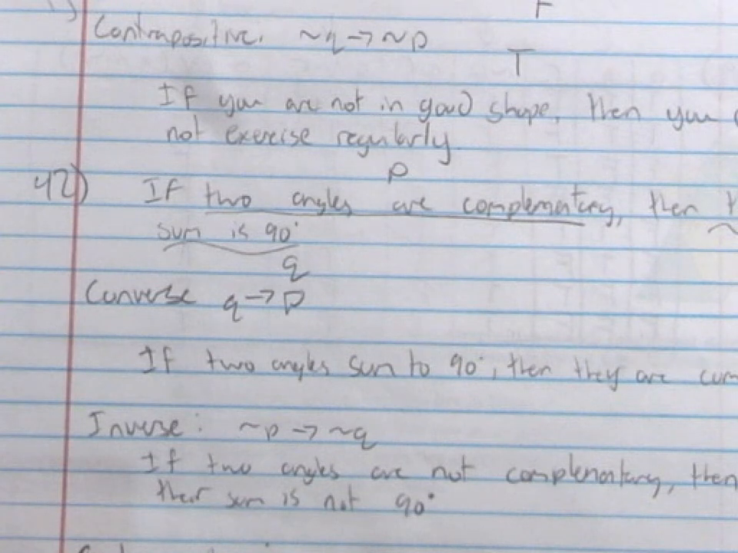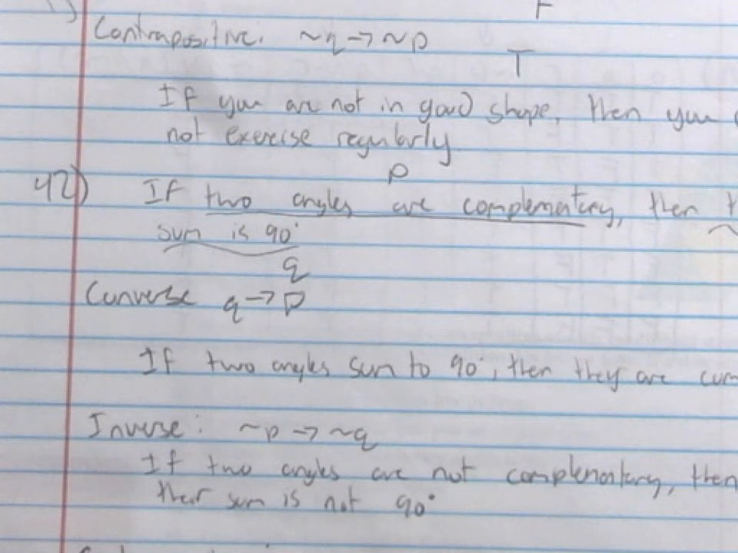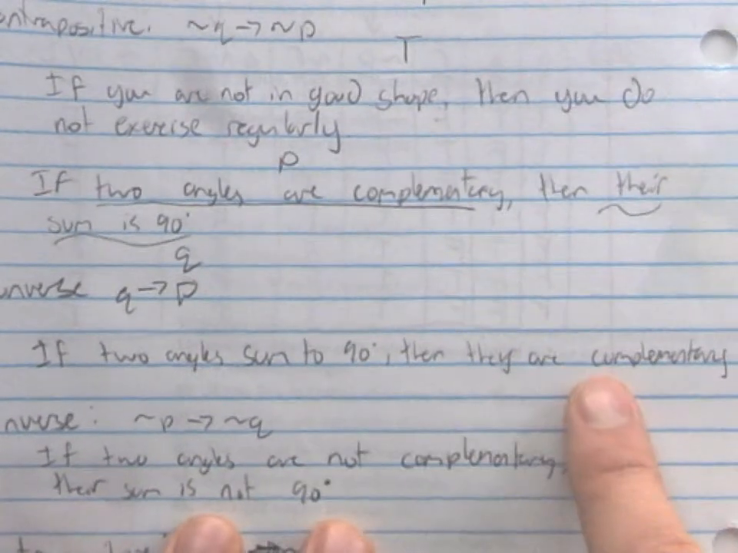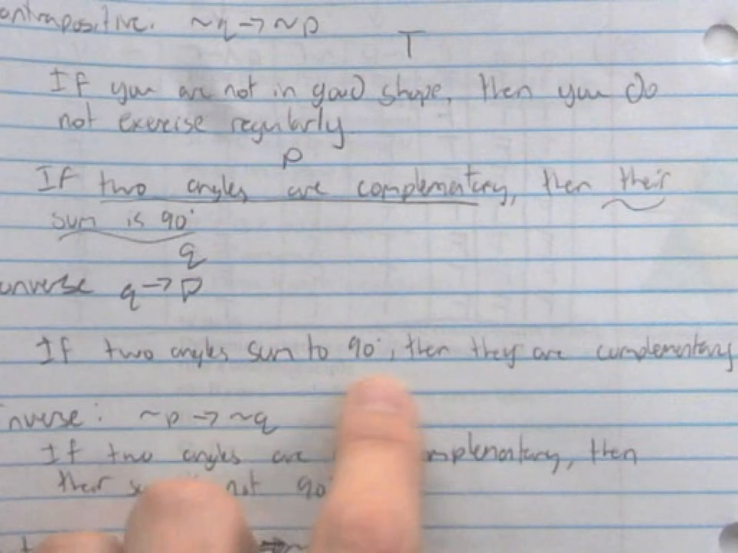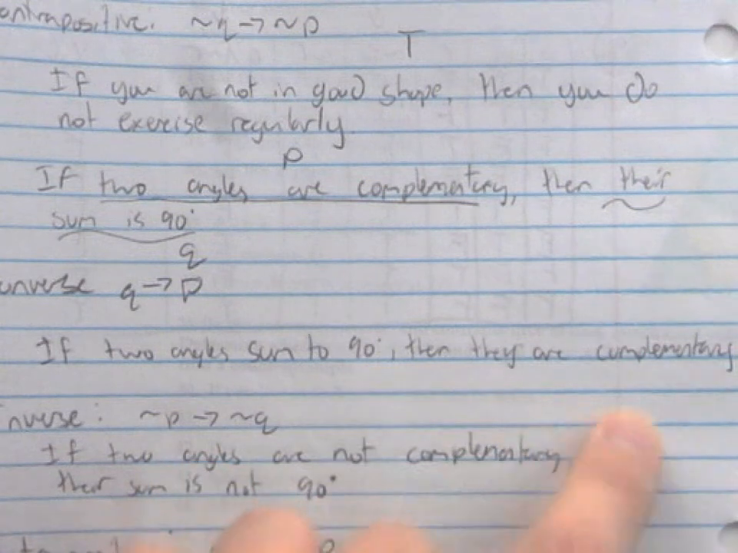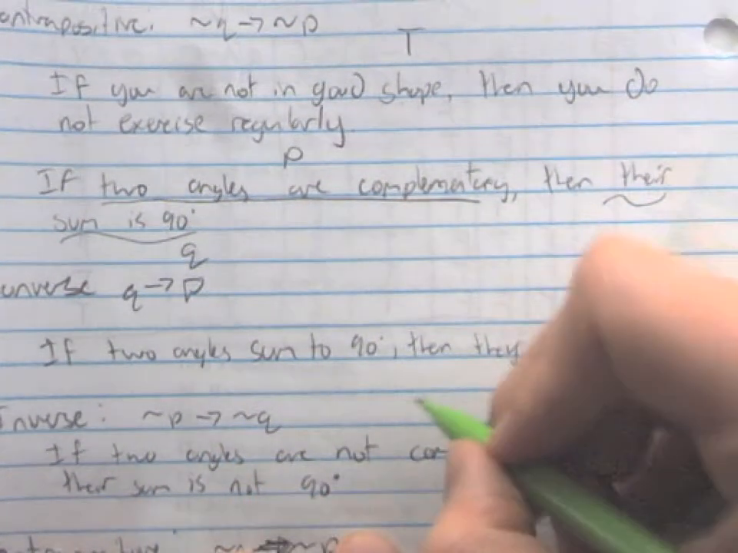Okay. Now, all of those are actually true because the definition of complementary is that they add to 90 degrees. And if you're dealing with a definition, then the definition will work both ways. Theorems and postulates don't always work that way, but for definitions, it does. So if two angles sum to 90, then they are complementary. Yeah, that's true. Any two angles that sum to 90 are going to be called complementary. So that's actually a true statement.